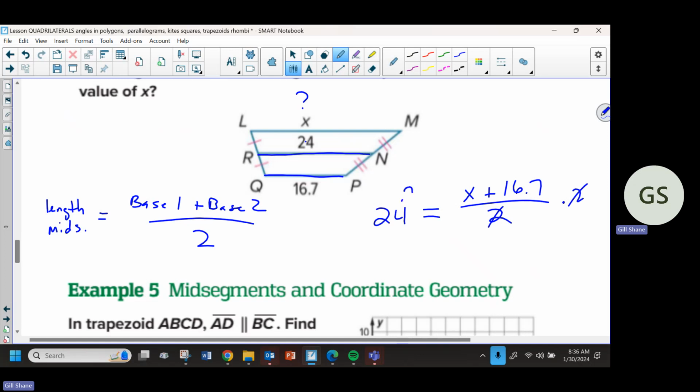Well, then I need to do times 2 here. Now I have X plus 16.7. Well, now it should be pretty obvious how you get rid of the 16.7. And that's your answer. Yeah, what is the final answer?